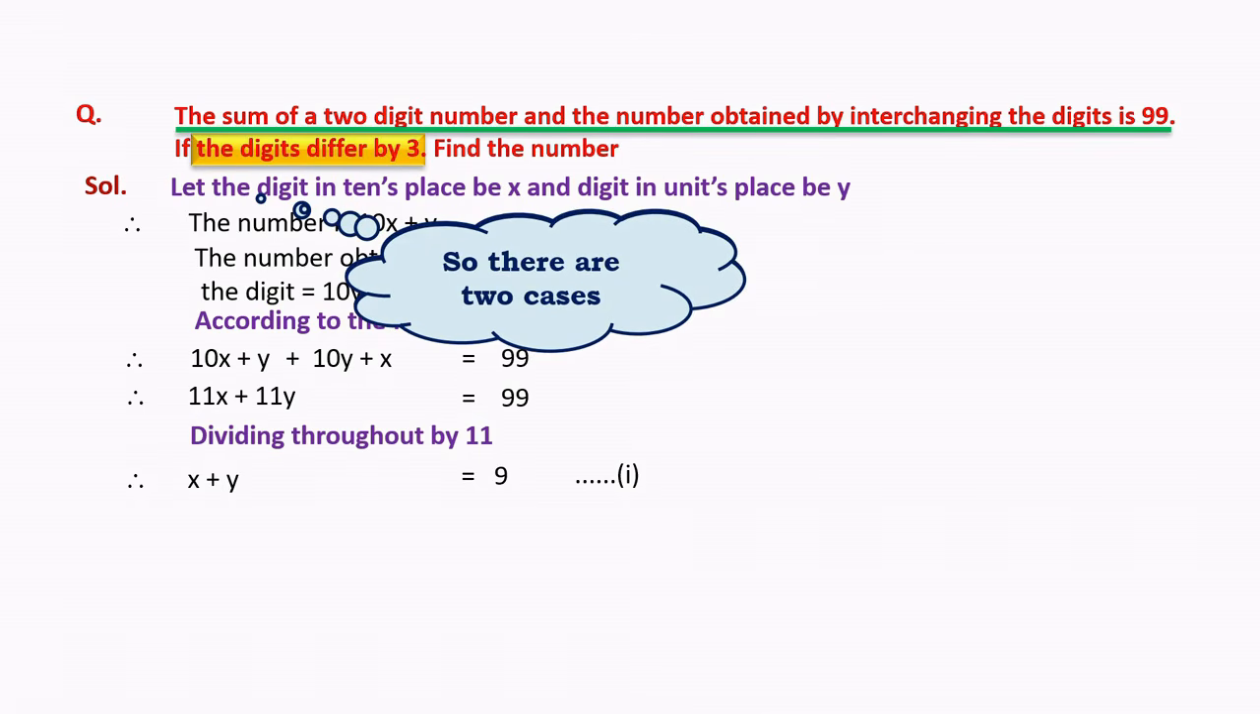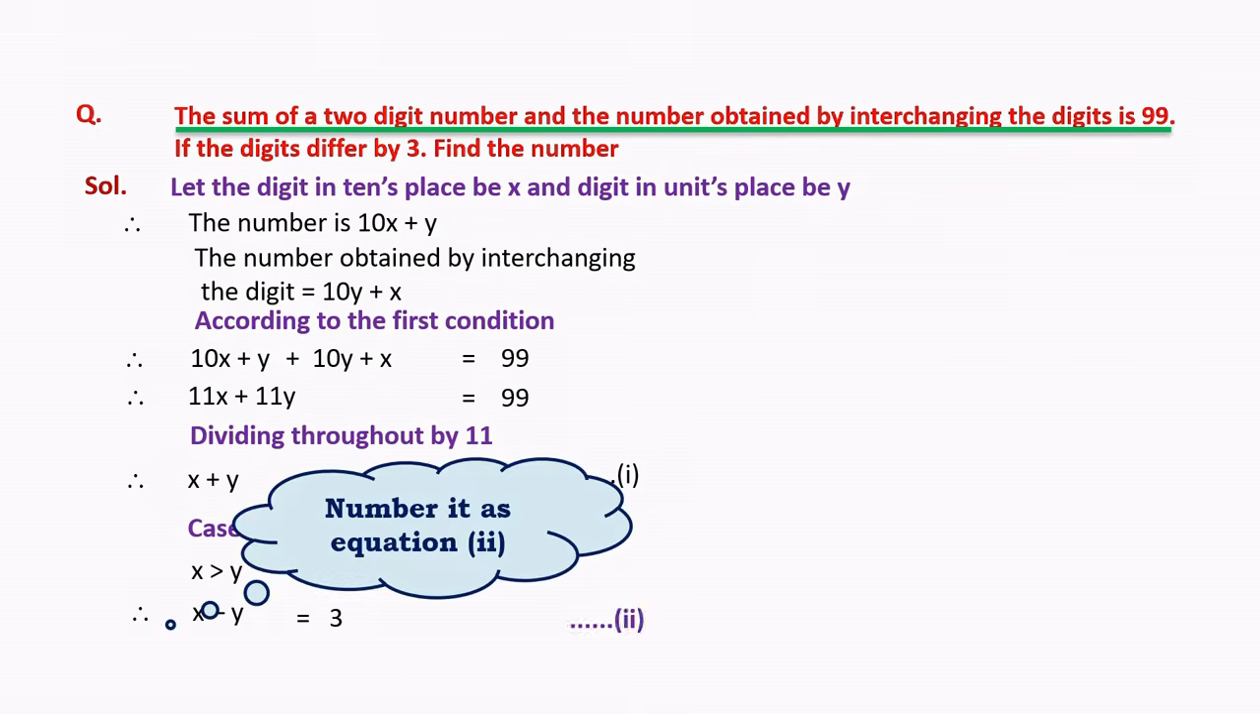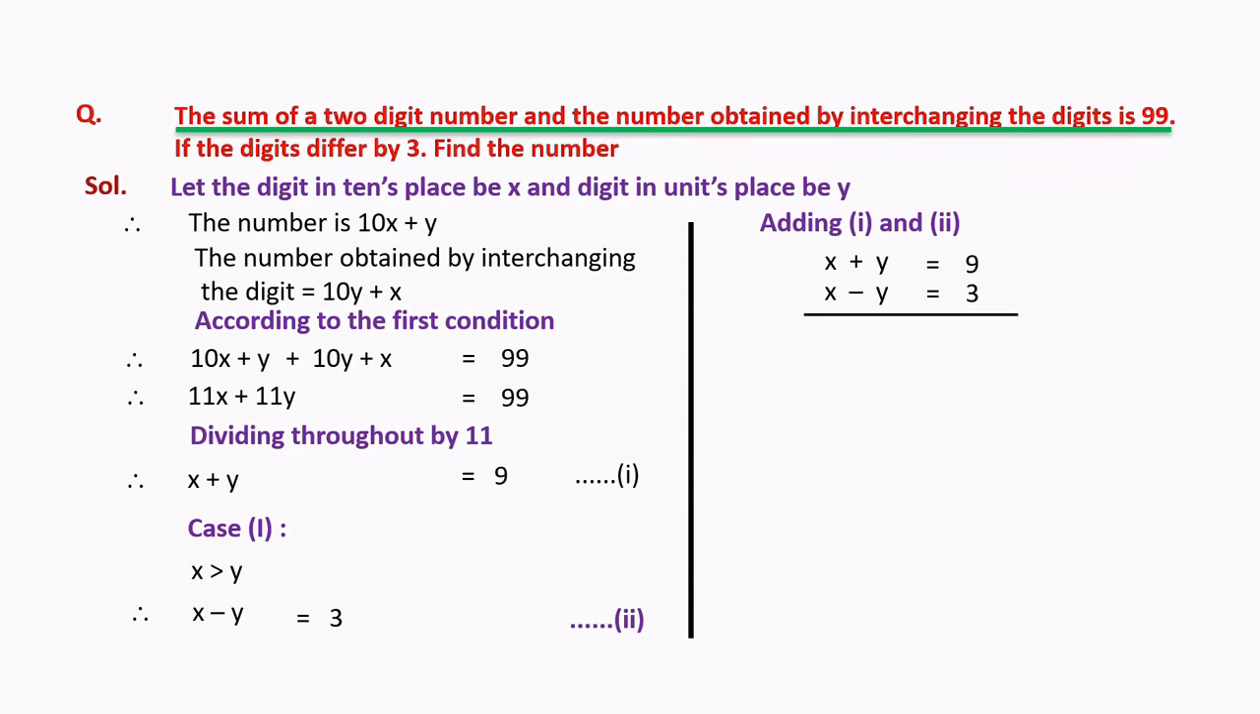Case 1, when x is greater than y. So, x minus y equals 3. This is equation 2. Now, solving equation 1 and equation 2. x plus y equals 9 and x minus y equals 3. Adding both equations, we get 2x equals 12. So, x equals 6. Substituting x equals 6 in equation 1.